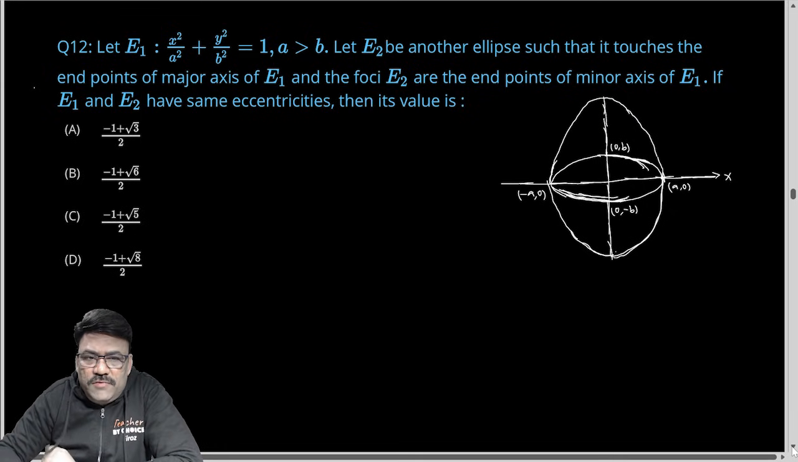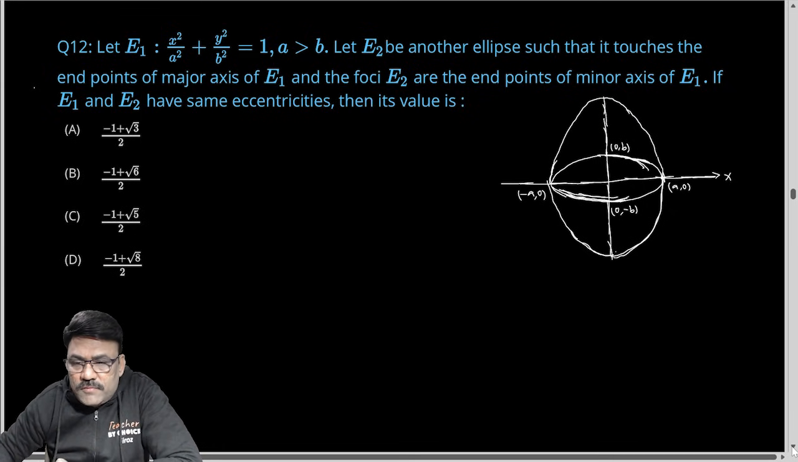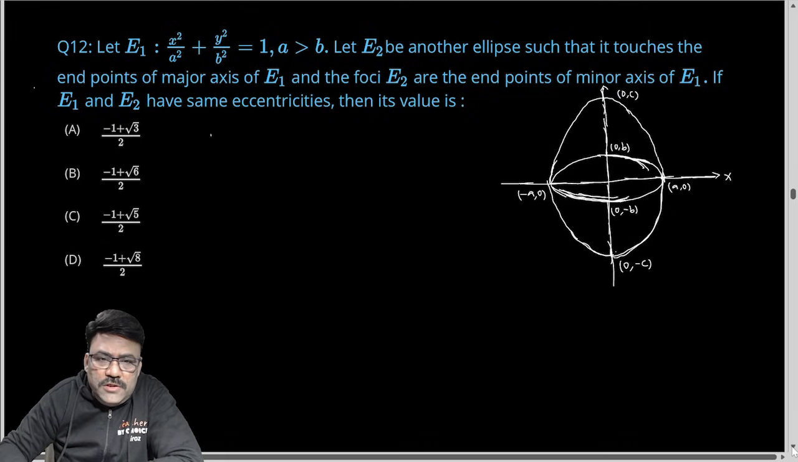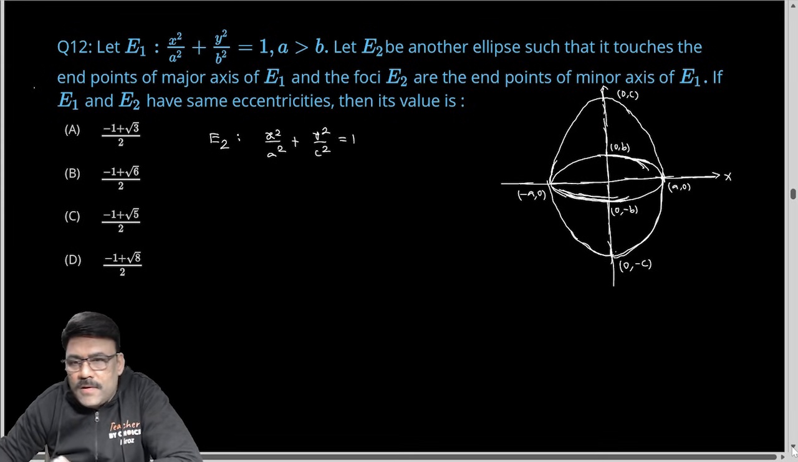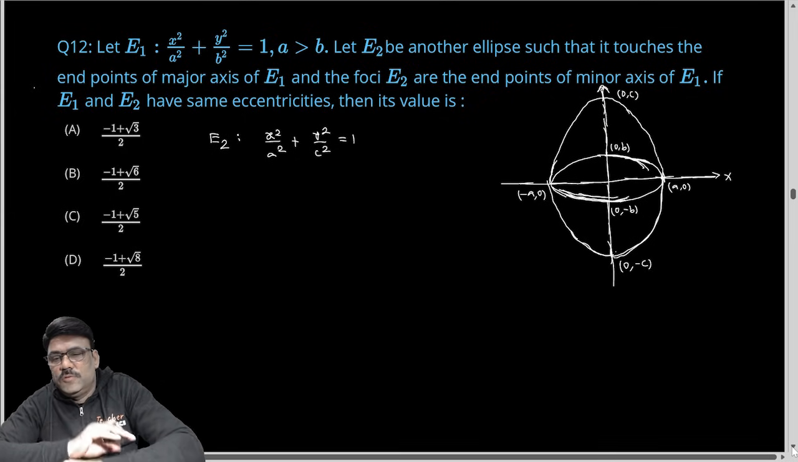So E1 is already given, x square over a square plus y square over b square is equal to 1. And let's say this second ellipse cuts y-axis at 0 comma c and 0 comma minus c. So hence E2 can be written as x square over a square plus y square over c square is equal to 1.